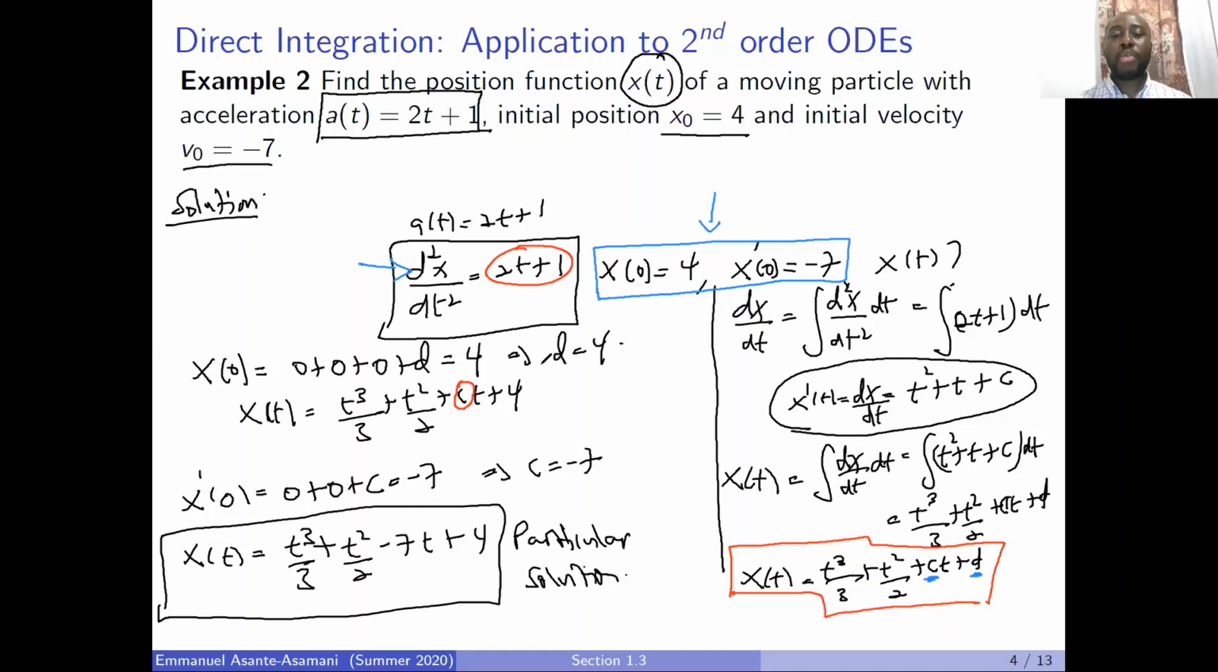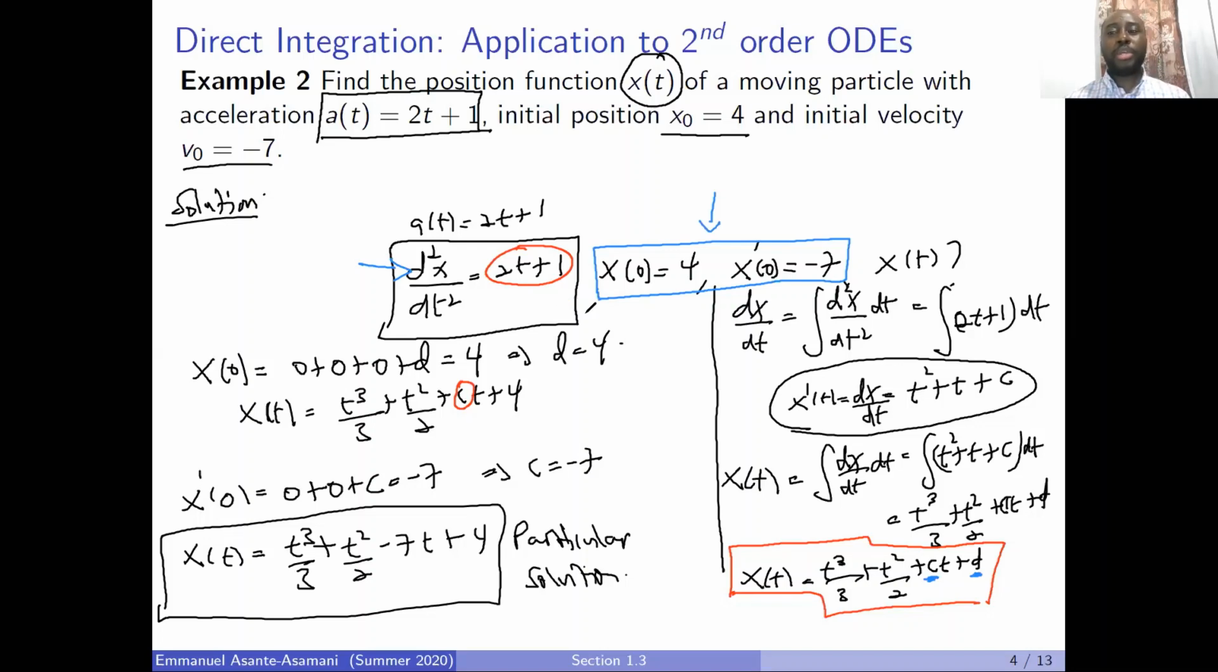Okay. So how many initial conditions do you think we will need if we had a third order differential equation? All right. Yes, 3. Right? Because we expect that a third order differential equation will give us a 3-parameter family of solutions. And so we'll need 3 initial conditions to find a particular solution. Okay. All right, good.